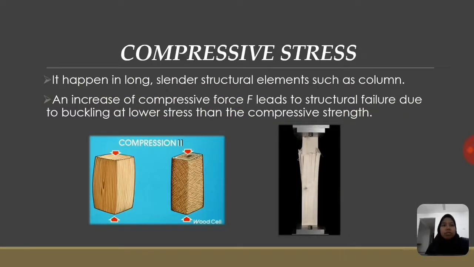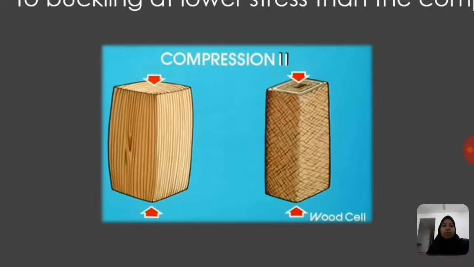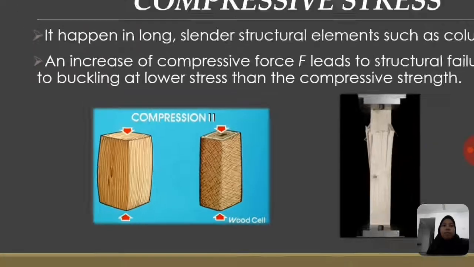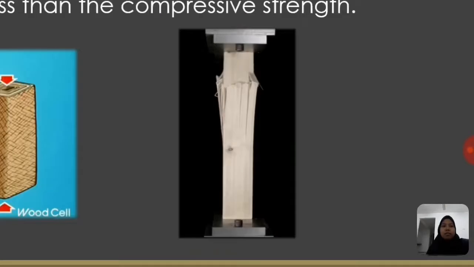Compressive stress. It happens in long, slender structural elements such as column. An increase of compressive force F leads to construction failure due to buckling at lower stress than the compressive stress. Compressive stress ni kita akan memberi force daripada kedua-dua arah, iaitu dia masuk ke dalam, kayu tu akan merekah di tengah dan pecah.